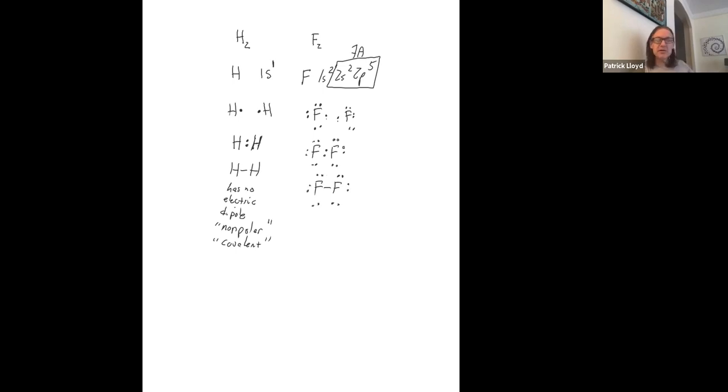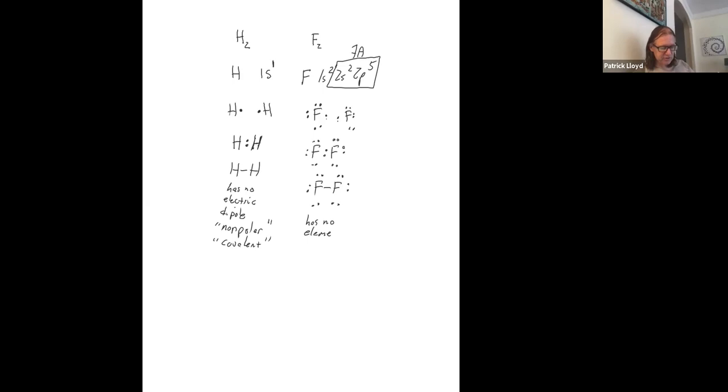Good so far. Single bonds, right? When you have one pair of electrons between 2 atoms, we call that a single bond. If there were 2 pairs, it would be a double bond. If there were 3, it'd be a triple bond. This one also has no electric dipole moment.